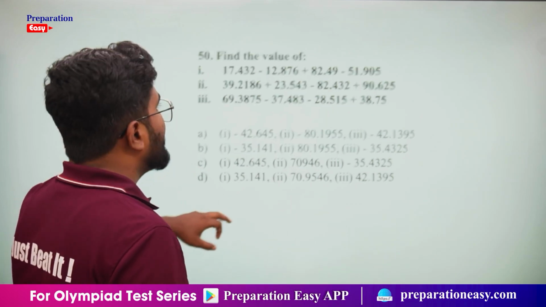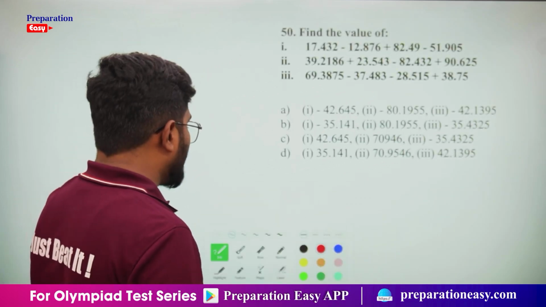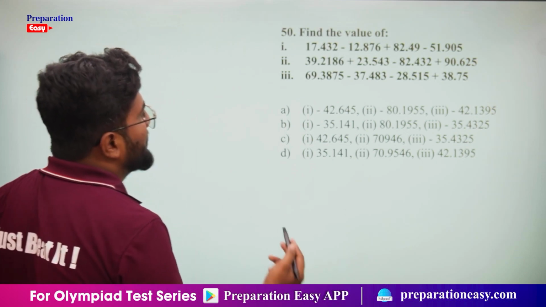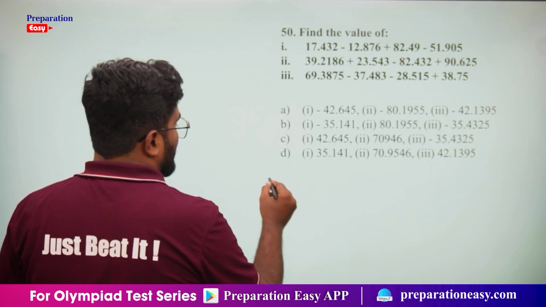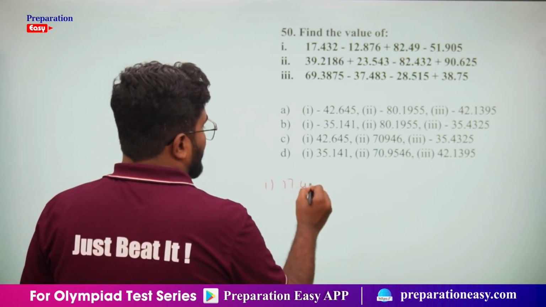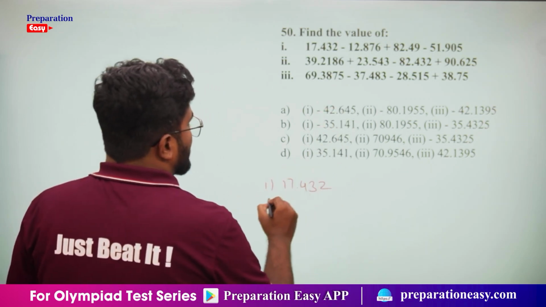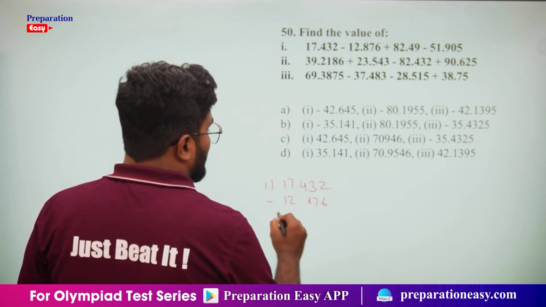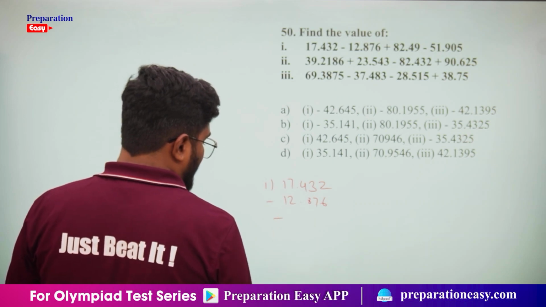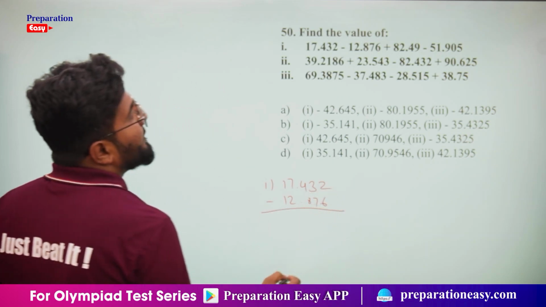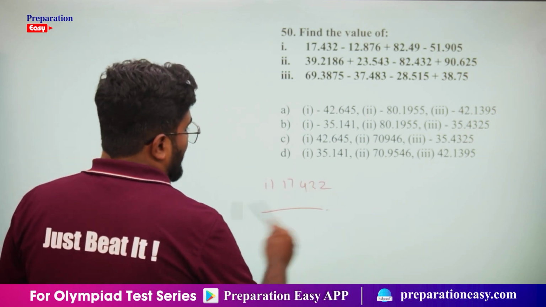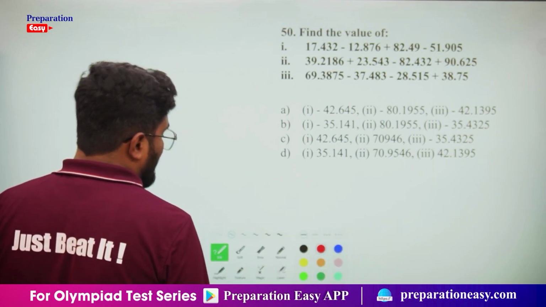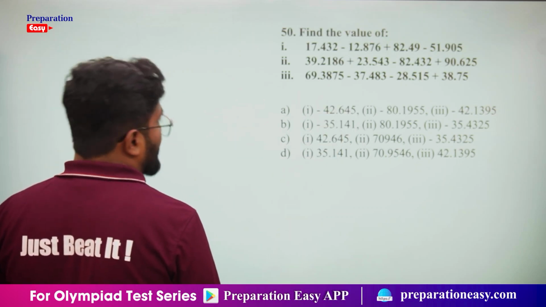Okay, question number 50. Here we have to calculate directly. The first one is 17.432 minus 12.876 plus. First we will do subtraction. According to the BODMAS rule, first we have to add.